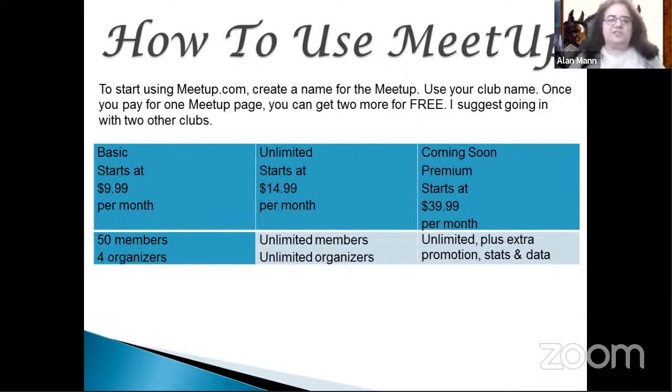And this is the cost. The basic starts at $9.99 per month. You can have 50 members for organizers, or then you have $14.99 with unlimited members and organizers, or $39.99. However, if you have all three clubs paying, it can actually bring the cost down.